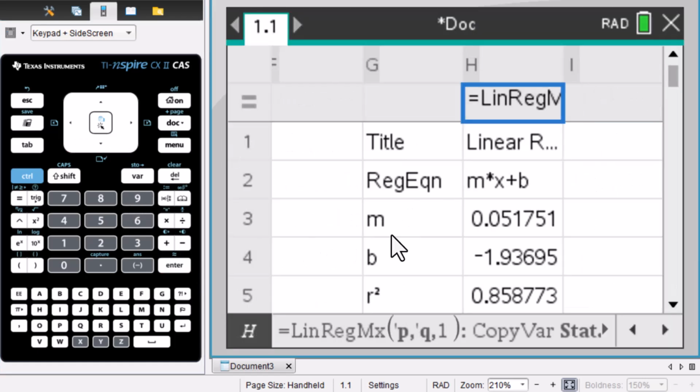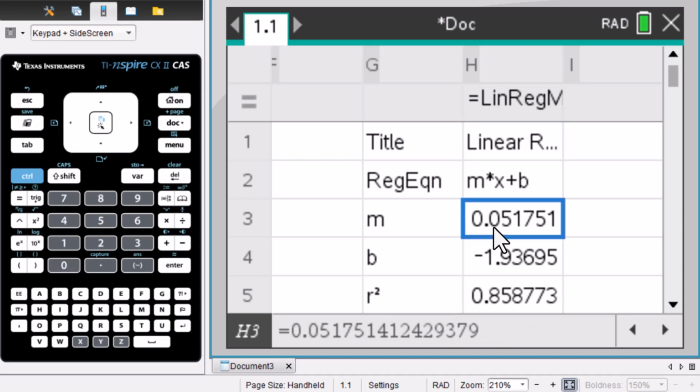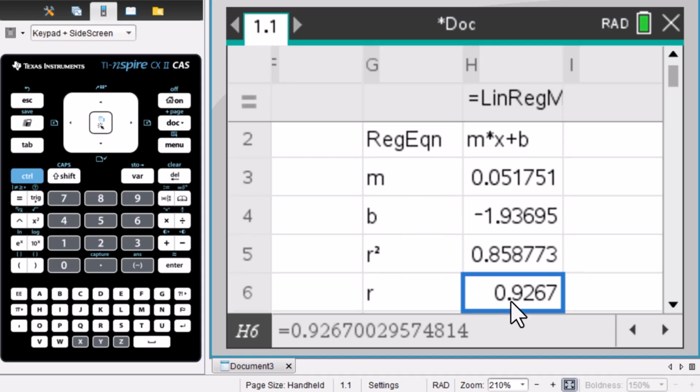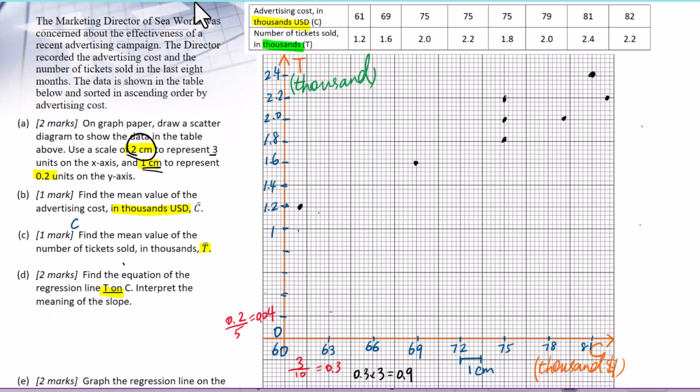Enter. We got this slope 0.0518. Y-intercept -1.94. R equals 0.327. C bar equals 74.6. Units is $1,000. T bar equals 1.93. 1,000 tickets.